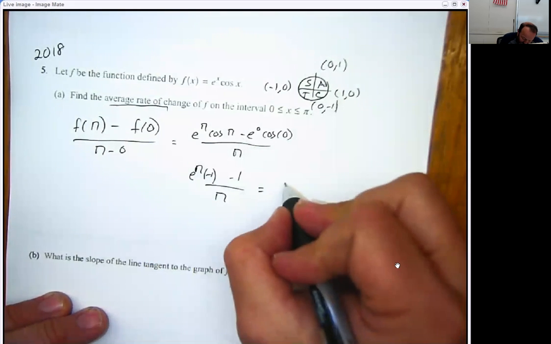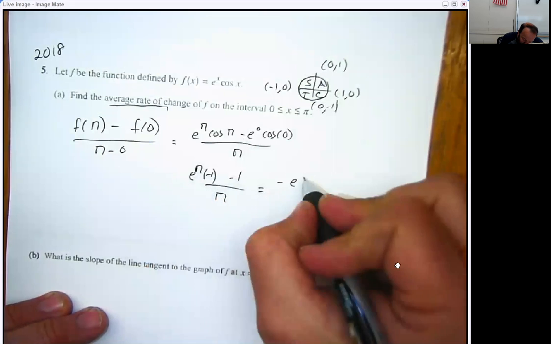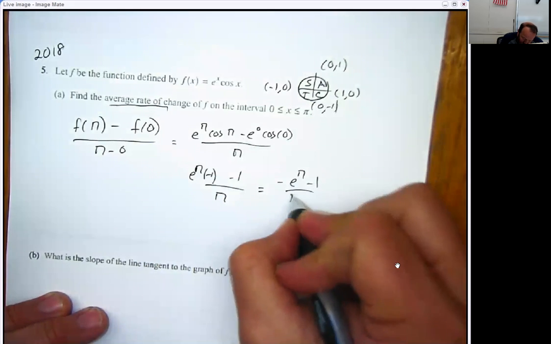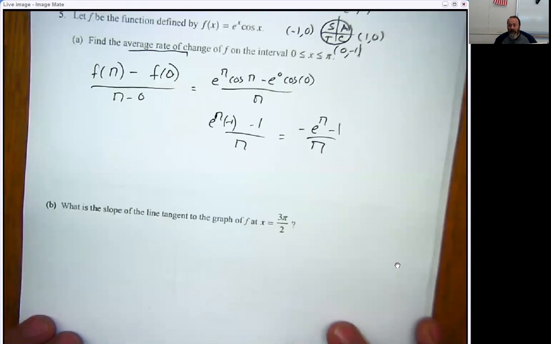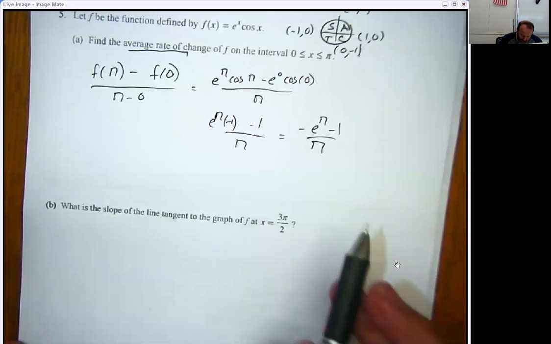So kind of an obnoxious looking answer. I've got negative e to the pi minus 1, over pi. Not an answer that a lot of students feel very comfortable with because it just looks obnoxious, but that's what they were looking for.